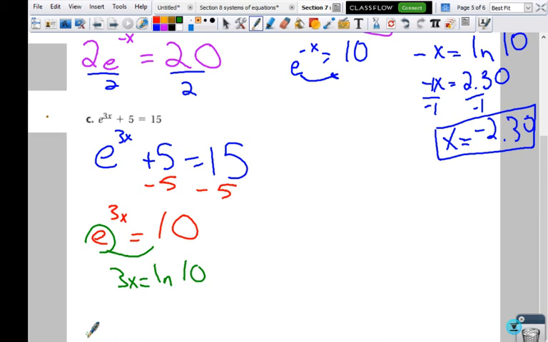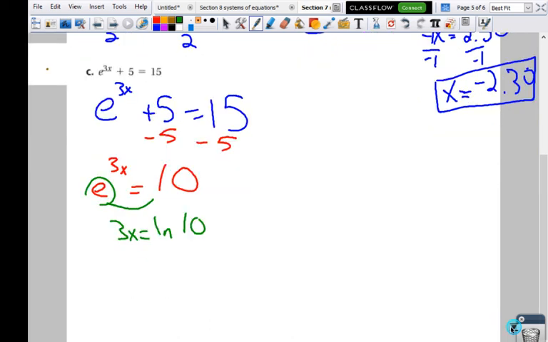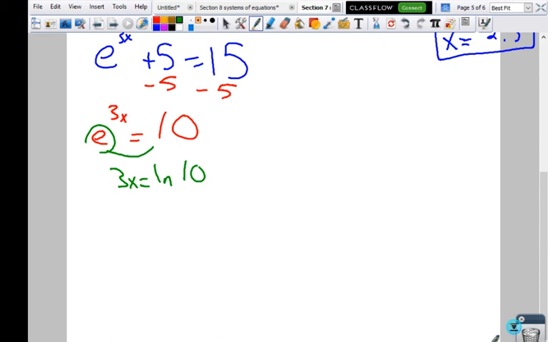What's the natural log of 10? Go to what we had in the last problem. It's on the board still. You can see it.